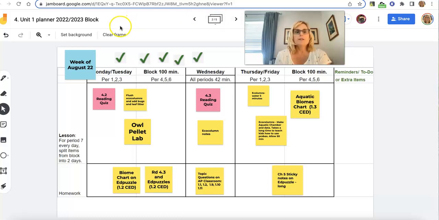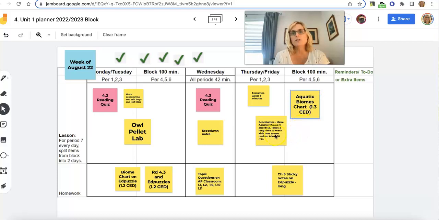Okay, and then the next week I'm going to do reading quizzes. We're going to do the Alpella lab. We're going to mess with our eco columns a little bit, more reading quizzes, more reading, more biome charts. I do a biome chart with kids here, which is also in the drive for you. We do an aquatic biomes chart, etc. And then we're going to go into chapter 5 because unit 1 is mainly chapters 4 and 5.